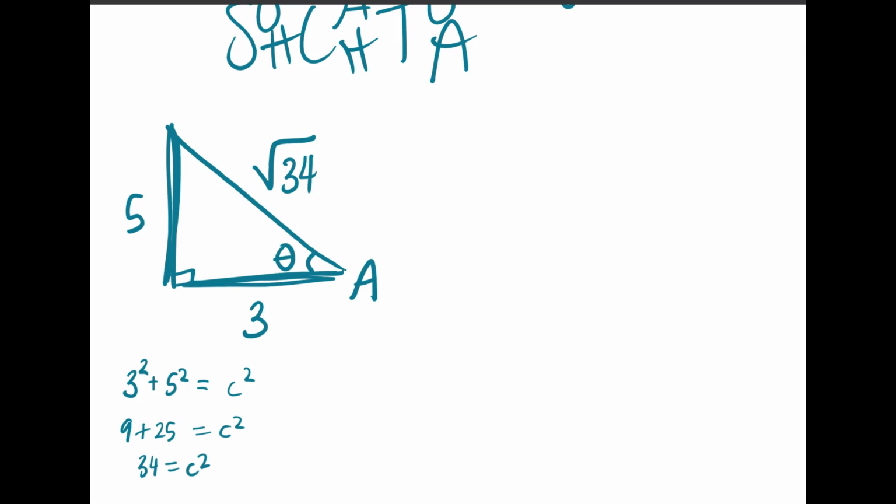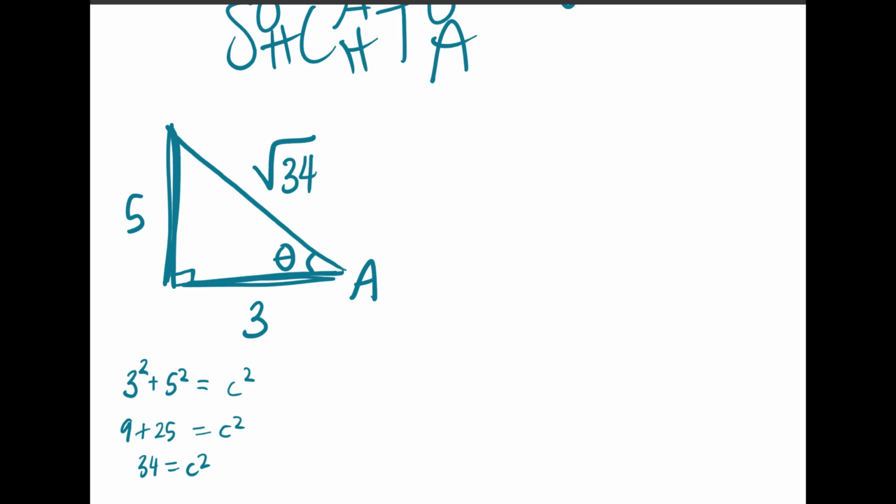Can I simplify this radical anymore? No. Well, how do I simplify it? I don't want the decimal. I want like, 2 root whatever. No, I think this is as simple as it gets. Because let's see, what are the factors? 1 and 34, 2 and 17. There's no perfect squares as a factor. So that's it. I just leave it that way.